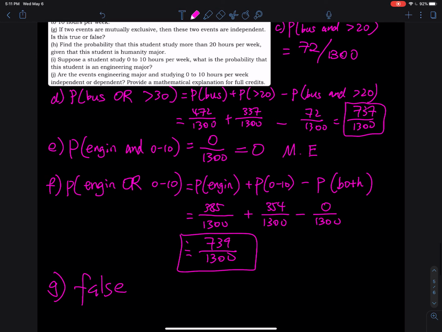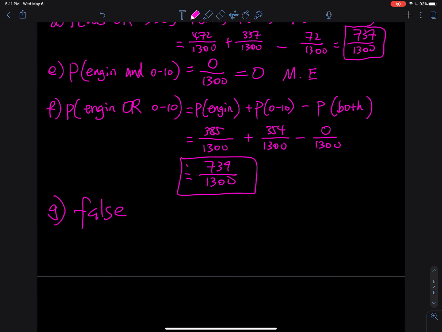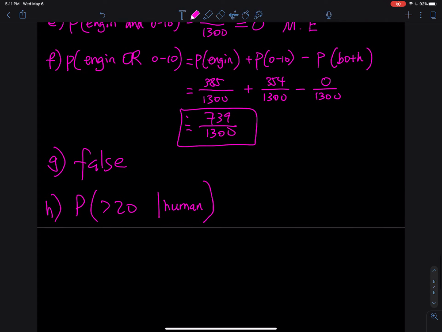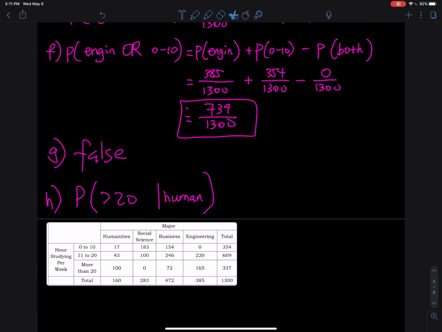Find the probability that this student study more than 20 hours per week, given that this student is an humanity major. So H is probability given humanity. What are we looking for? Looking for more than 20 hours per week, right? So this one, let me copy the table over here. So humanity, how many humanity do we have? Humanity, we have 160. That is the strategy to answer conditional probability.